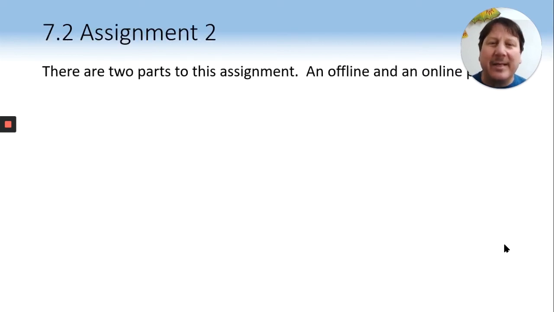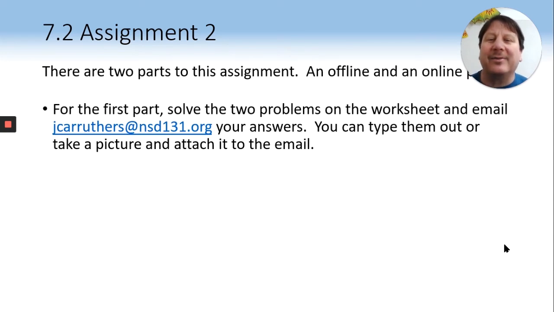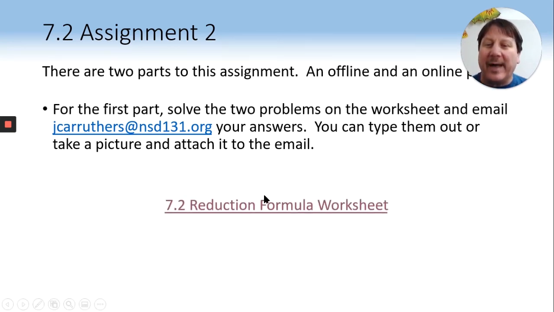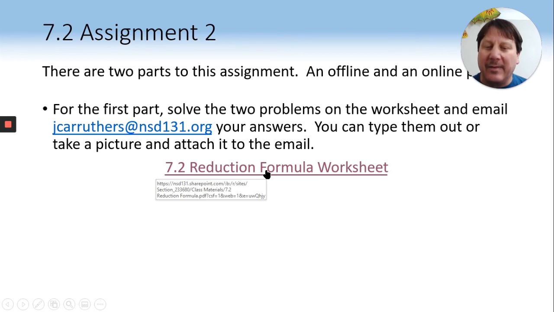We do have an assignment to this. There are 2 parts, an offline part. The offline part has 2 problems. There's only 2 problems. It kind of looks complicated. It is a worksheet. I'll go ahead and pull that up here. We got a link to it right here. Let's go ahead and pull that up.